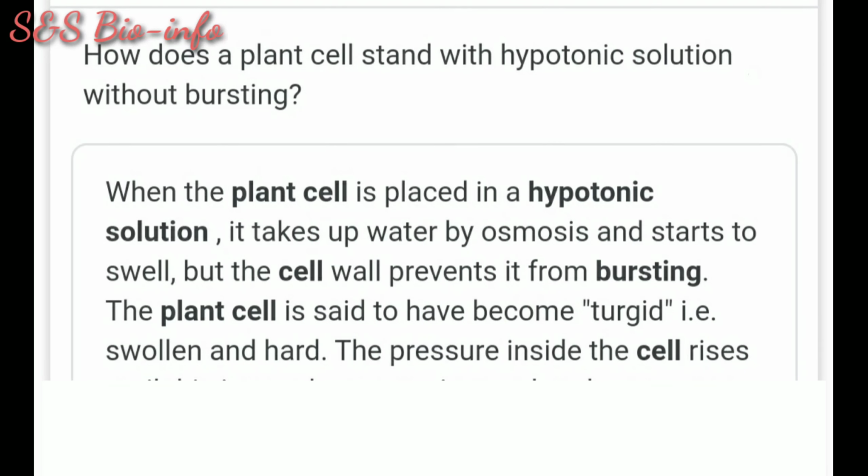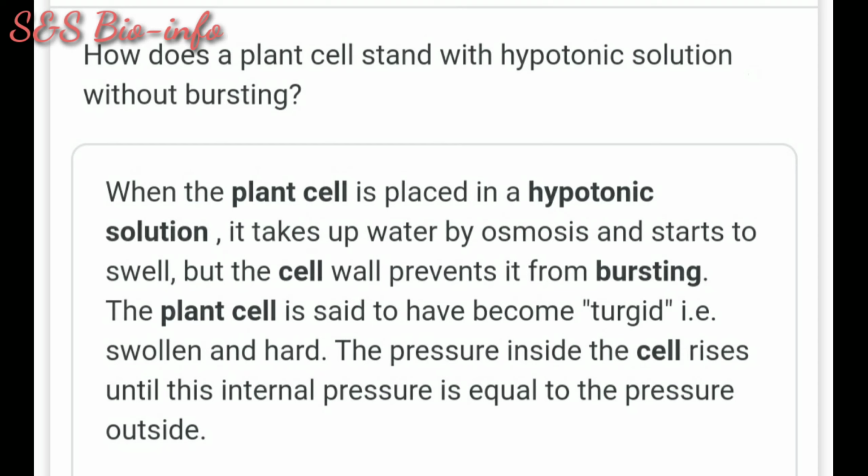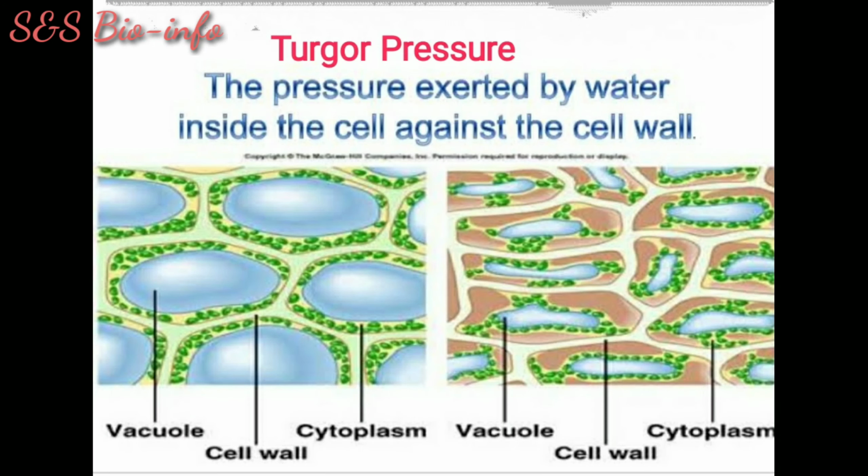Now let's think, how does a plant cell stand in hypotonic solution without bursting? When the plant cell is placed in a hypotonic solution, it takes up water by osmosis and starts to swell, but the cell wall prevents it from bursting. The plant cell is said to have become turgid, that is, swollen and hard. The pressure inside the cell rises until this internal pressure is equal to the pressure outside.